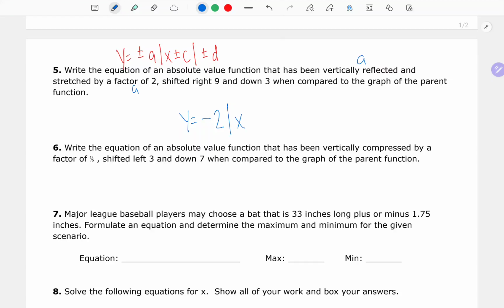Absolute value bar, x, it's shifted right 9 units. So right inside becomes minus 9 inside here. And then down 3, that's going to be d, so that's going to be minus 3.